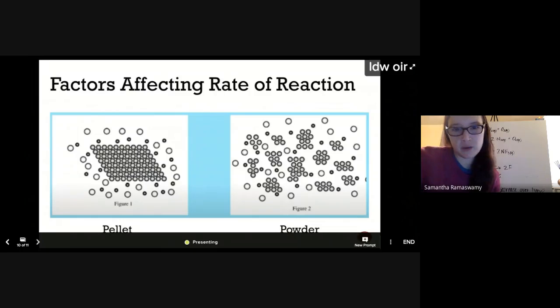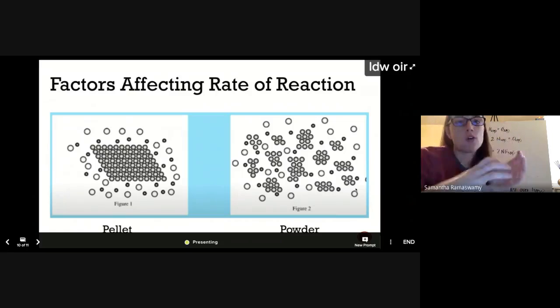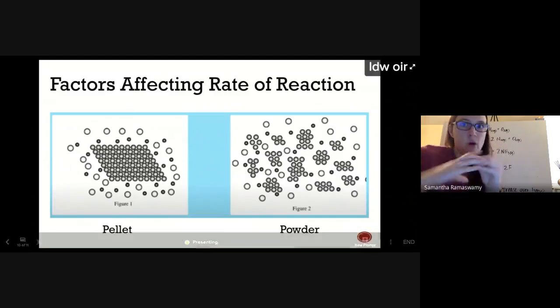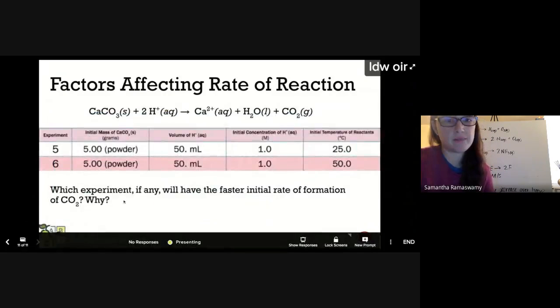This was part of a multiple choice question. This shows you what a pellet would look like versus figure 2, which shows what a powder would look like. Notice how with the pellet, only the outside can come into contact with the other reactants, versus the powder, where all sides of each individual small piece can come into contact. So the powder, figure 2, can come into contact more than figure 1, the pellet. And so more contact area means more collisions, faster rate.